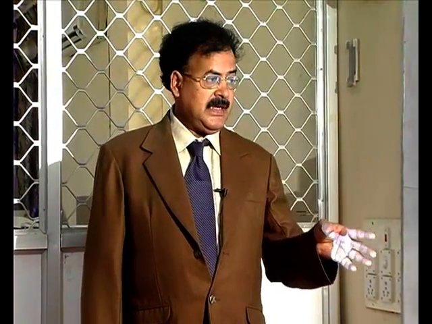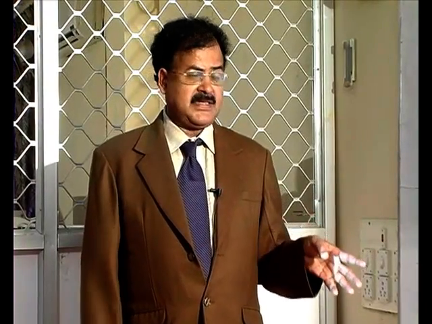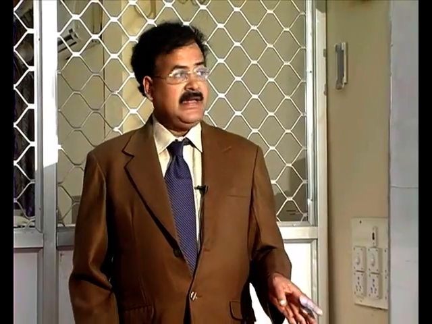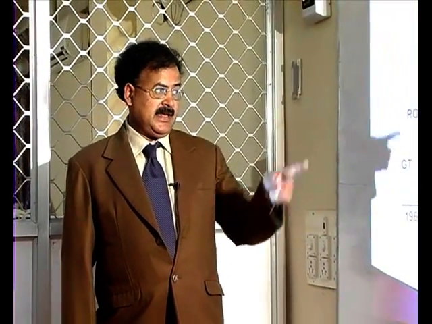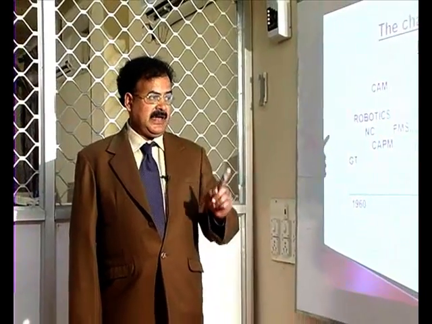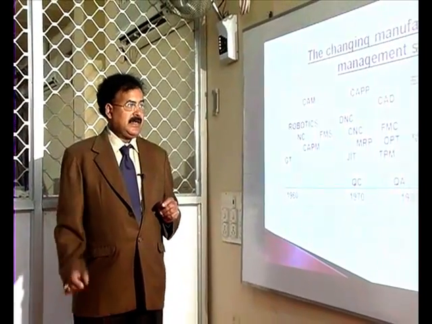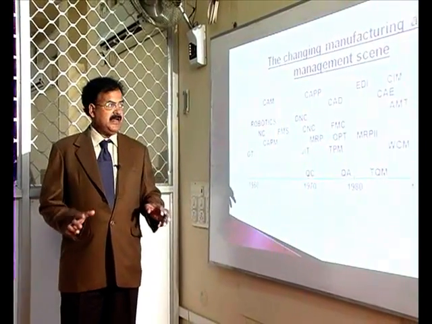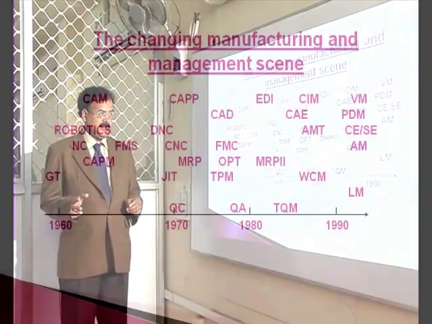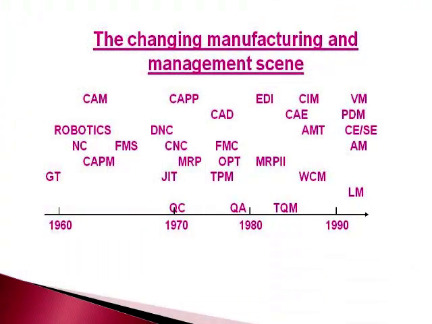JIT has given minimum inventories and maximum output, maximum quality output, etc. And it has given a lot of emphasis on that, and the quality circle concept, everything has come up. So that is 1970, such kind of happenings. Between 70 and 1980, in this decade, we have computer aided process planning systems, MRP systems, TPM, FMC, manufacturing control, small cells, flexible manufacturing cells, and optimum production technique.